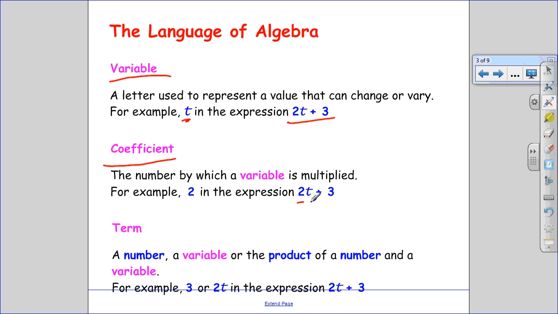A coefficient is the number in front. So if I look at that same expression, 2t plus 3, the number 2 is the coefficient. It's the number the variable is multiplied with. And term. If I look at the same expression, 3 is a term, 2t is a term. The terms in the expression are separated by either addition or subtraction.